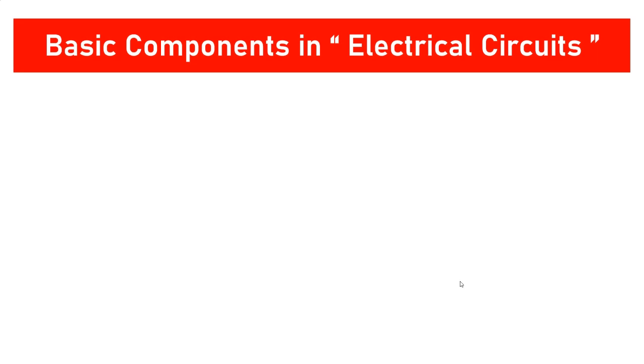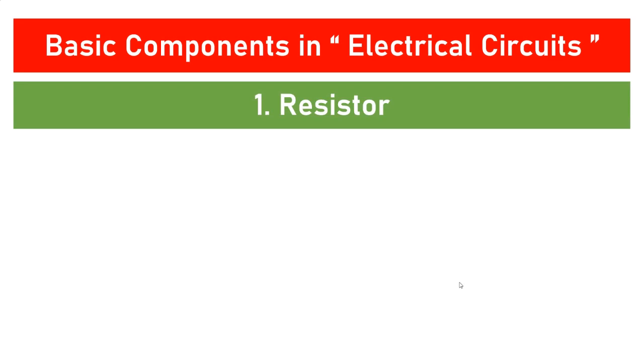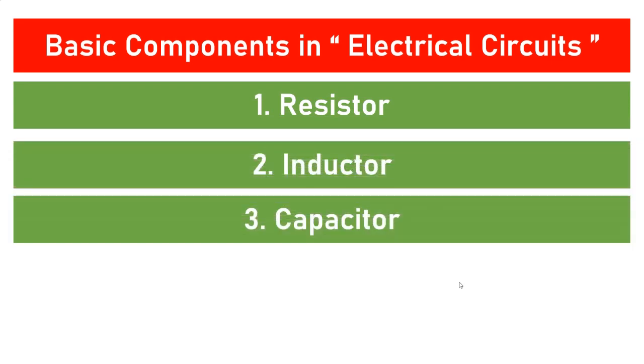Now coming to the topic, that is basic components in electrical circuits. There are basically three different types of components. First one is resistor, second one is inductor, third one is capacitor. These three are the elements or components we are using in any electrical circuit to analyze any circuit. Now each and every component or element has one property, and with the help of that property only we can analyze any circuit. Now coming to the first element, that one is resistor.